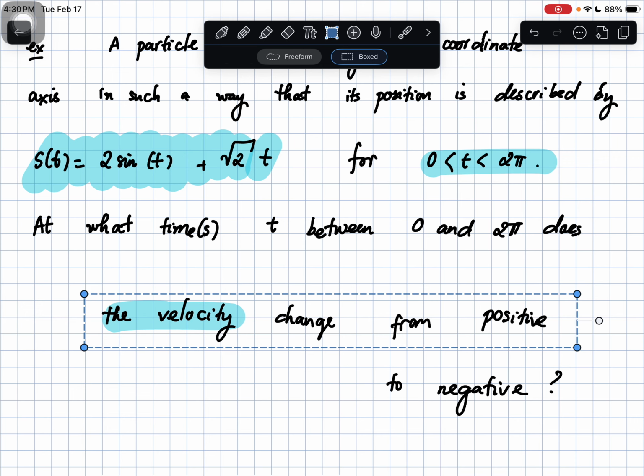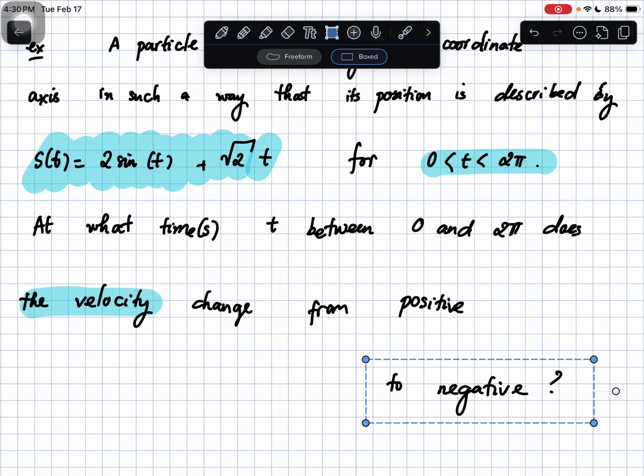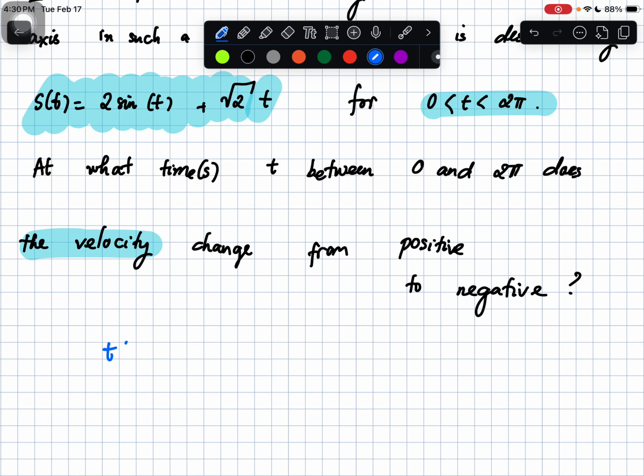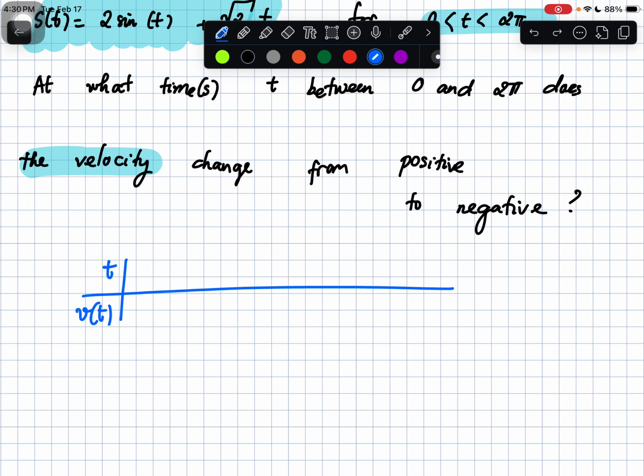So we want to find a time where the velocity is 0. So this t, velocity changes from positive to negative. What time t is that? Note that it can change from negative to positive at some point in here, but we don't care about that. We look for the time it changes from positive to negative.